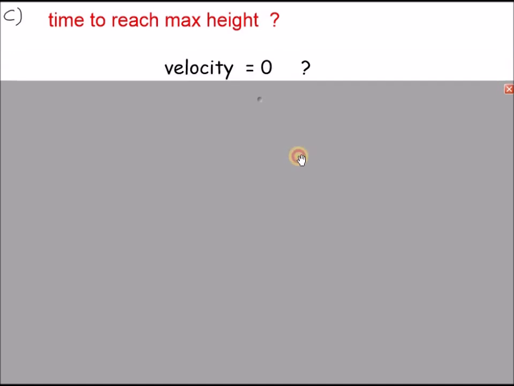Part C, we want to work out the time taken for the particle to reach its maximum height. So at the maximum height, is velocity equal to 0? Well, the answer is no, because velocity has a horizontal and vertical component. The horizontal component hasn't changed. It is what it was right from the beginning. The vertical component, though, at the maximum height is 0.